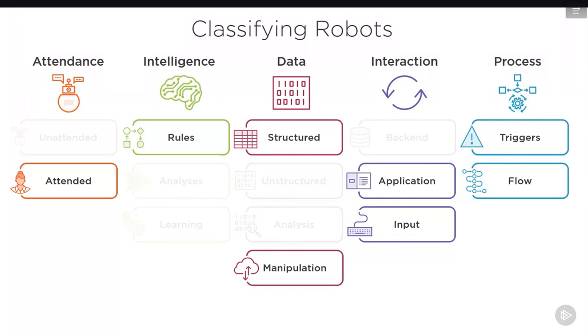Now in the next clip, let's take a look at what processes are best suited to be automated by means of robotic process automation.